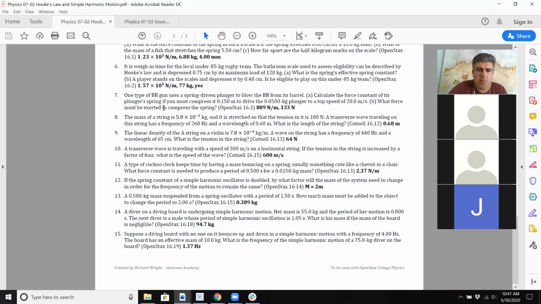So for 7, one type of BB gun uses a spring-driven plunger to blow the BB from its barrel. Calculate the force constant of its plunger spring. If you must compress it 0.15 meters to drive a 0.05 kilogram plunger to a top speed of 20 meters per second, what force must we exert to compress the spring? Okay.